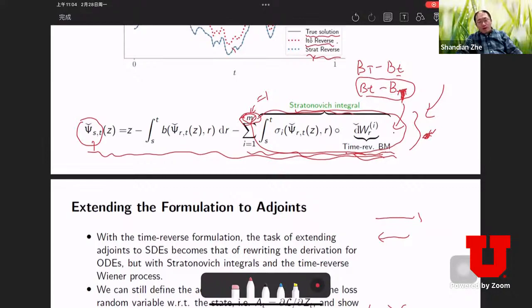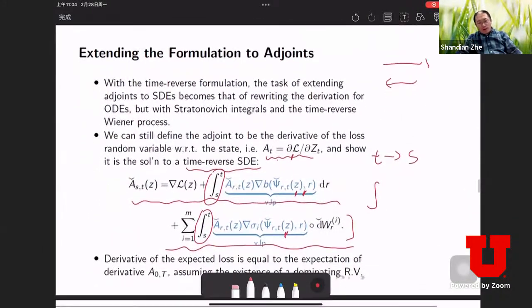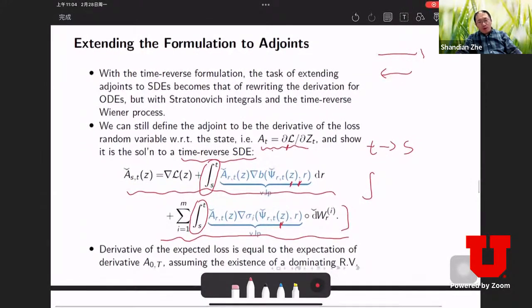Okay, yeah. Why I'm asking this? I can tell I'm very upset about their introduction of the adjoint method. They kind of hide the key idea of the adjoint method. Or in other words, their description of the adjoint method is wrong.